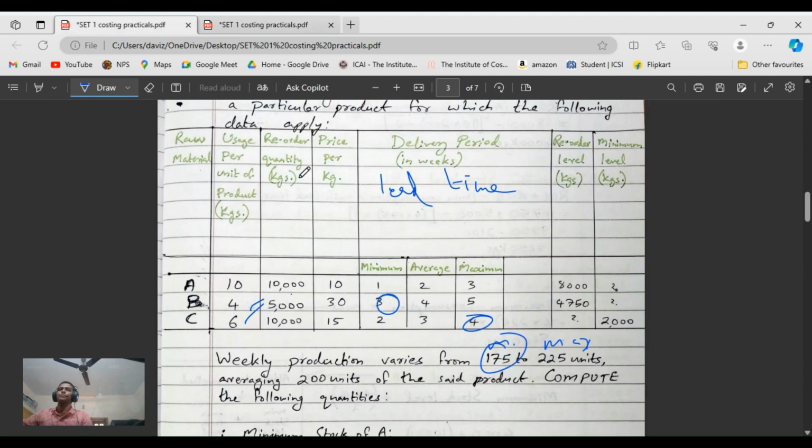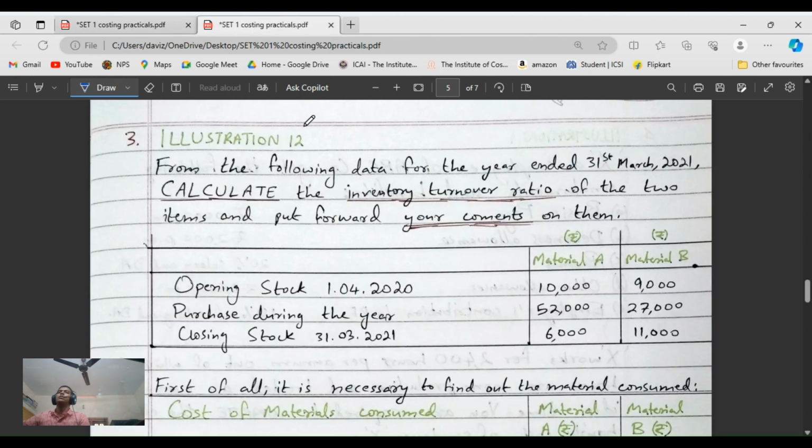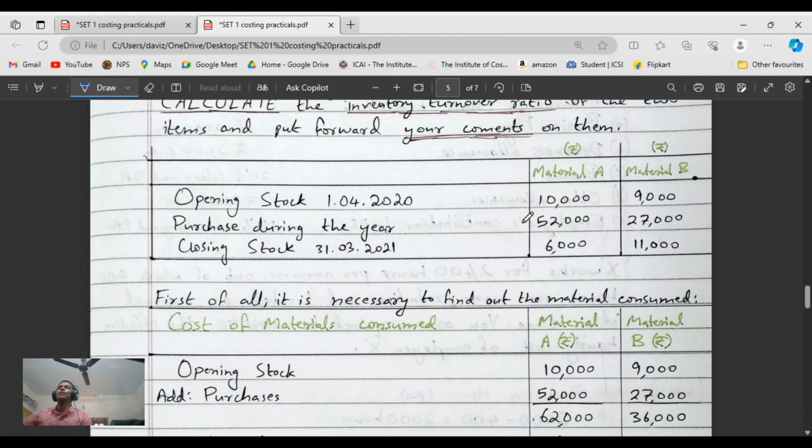Question number 3. From the following data for the year ended 31st March 2021, calculate the inventory turnover ratio of the two items and put forward your comments on them. Material A and material B. Opening stock: 10,000 and 9,000 on 1st April 2020. Purchases during the year 52,000 and 27,000. Closing stock as on 31/3/2021 is 6,000 and 11,000.